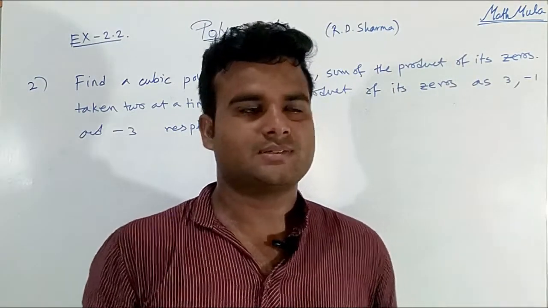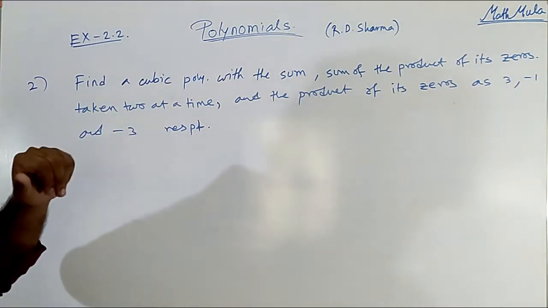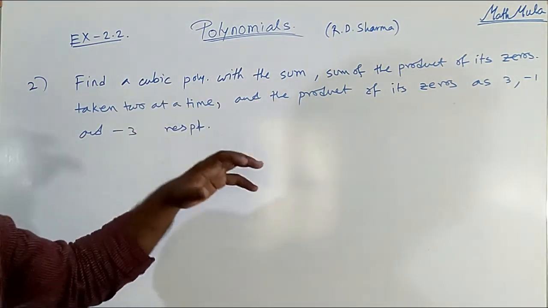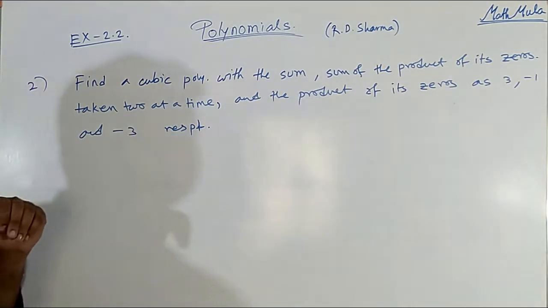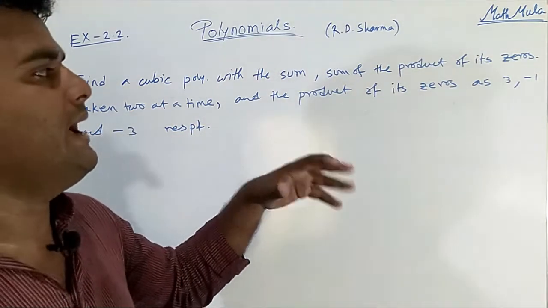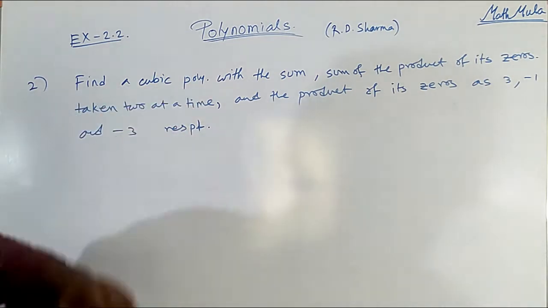Now we solve sum number 2. The sum is: find a cubic polynomial with the sum and the sum of the product of its zeros taken 2 at a time and the product of zeros as 3, minus 1 and minus 3 respectively. Now we have to find out the cubic polynomial.